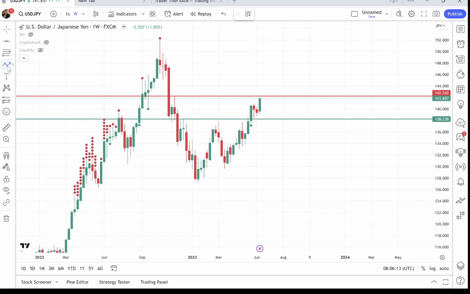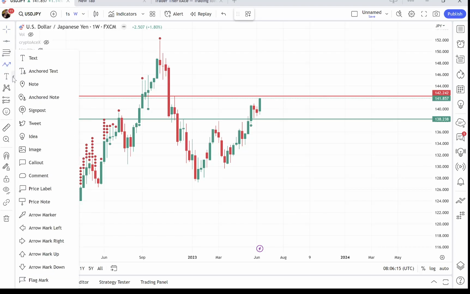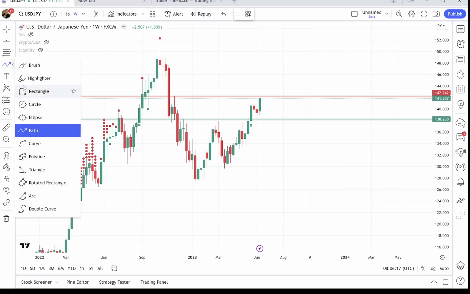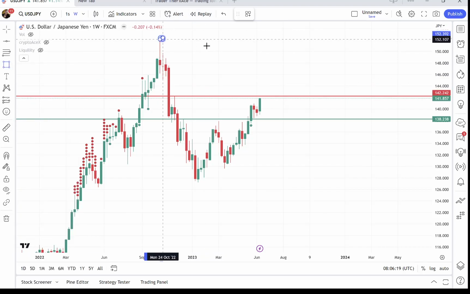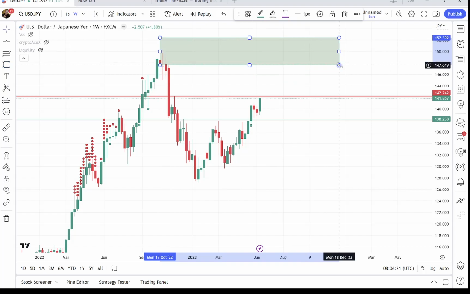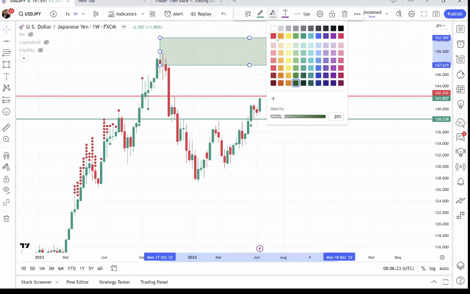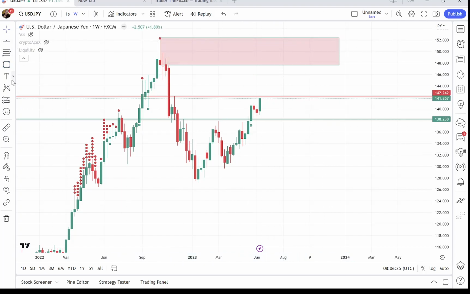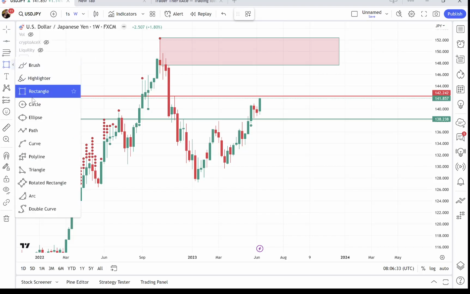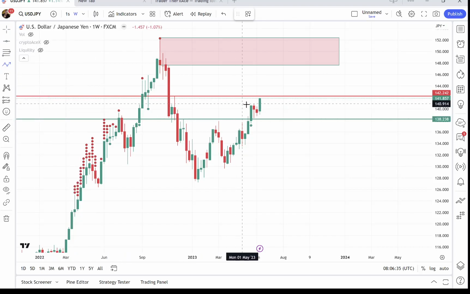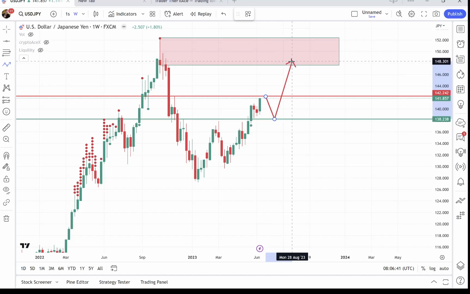Long-term target for this looks like it is heading up towards this area here, but I suspect that we will get a pullback early next week, and I'll be looking to get on the buy side for one of these pullbacks. So reaction here down towards 138, and then a move back up.